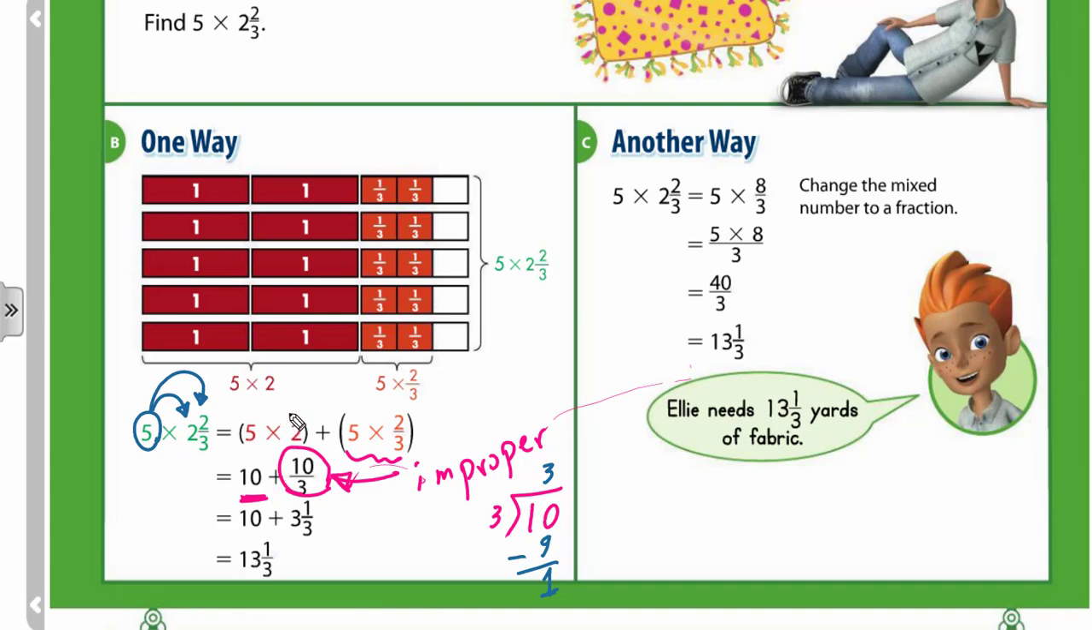Okay, this is the first way. Again, the first way, we use the distributive property. We multiply the 5 by the first, which is the whole, and multiply the 5 by the second, which is the fraction. Then we add them together, but before we add them, we need to make sure the fraction is not improper. If it is an improper fraction, we need to write it as a mixed number. Then we can add. Okay, any problems? Let's move to the second way.